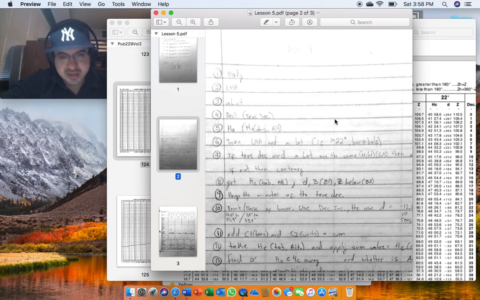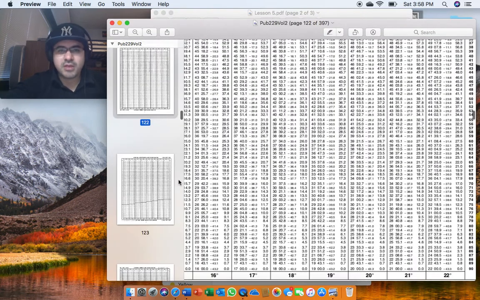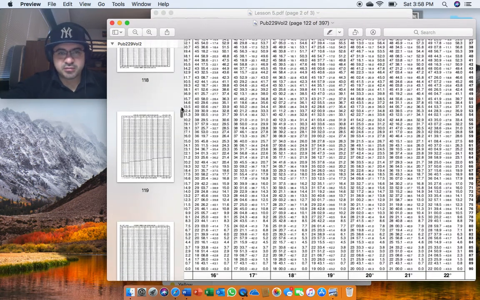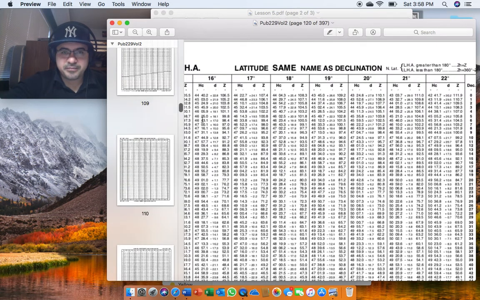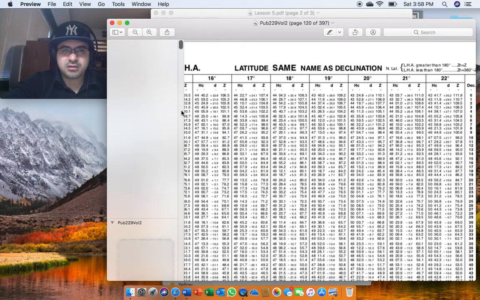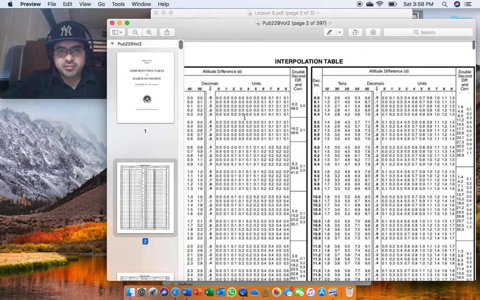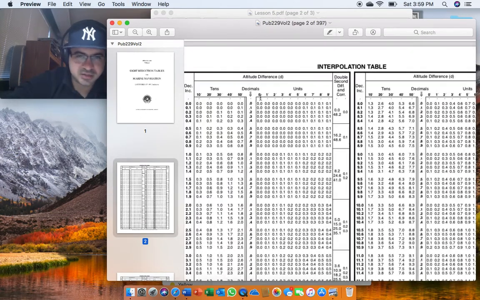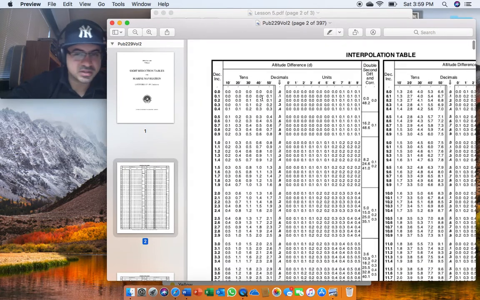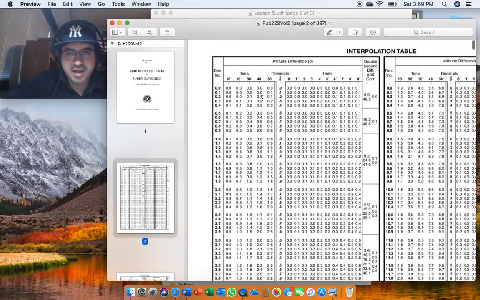Alright, so you dropped the step 9, you dropped the minutes of the true declination, and now we're going to use the front and the back of the book, right? Literally it is the first thing on the book. If you look at the first thing on the book, you're going to get these interpolation tables, right? They're easy to use. I don't know why people don't like using them. I don't know how to do the math. I know how to use the tables.